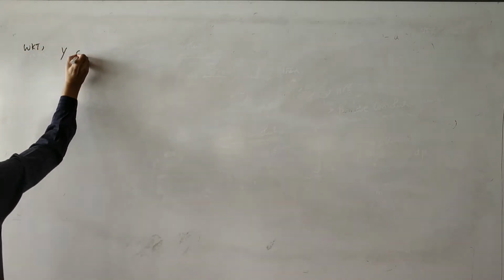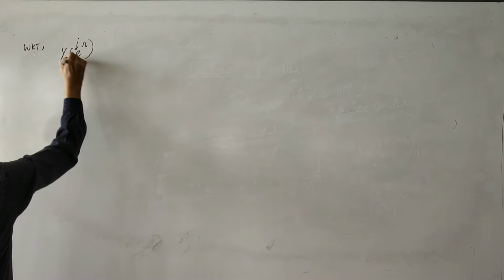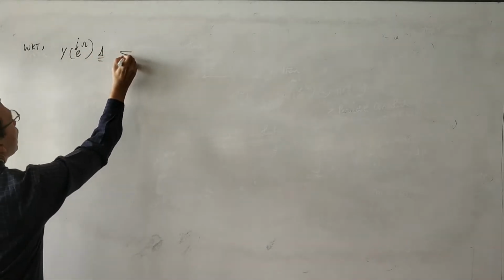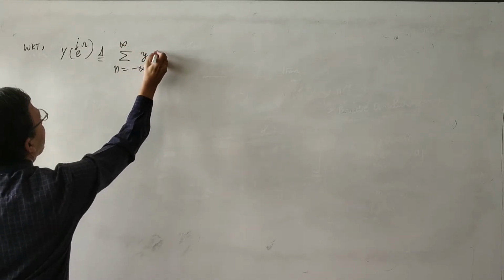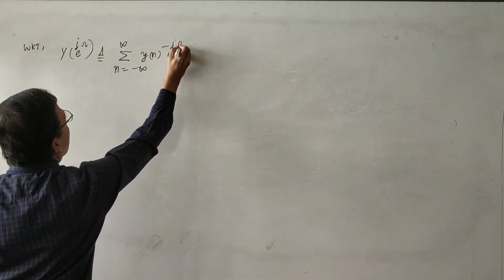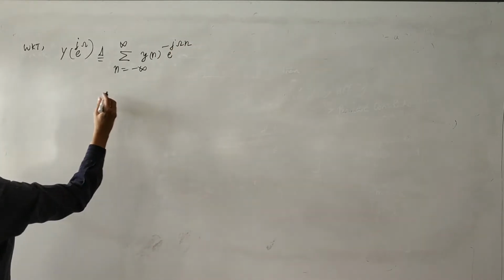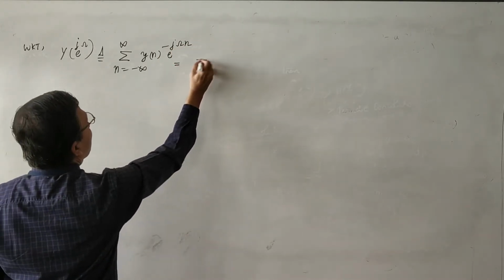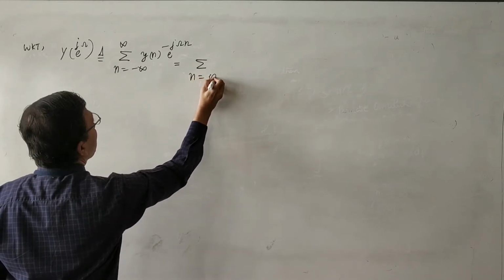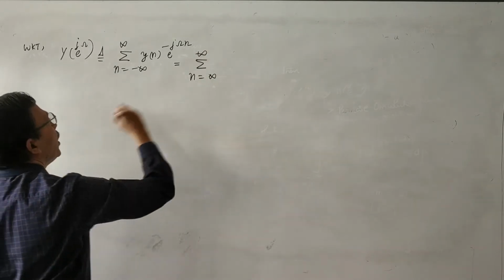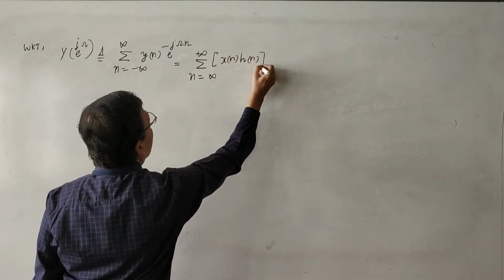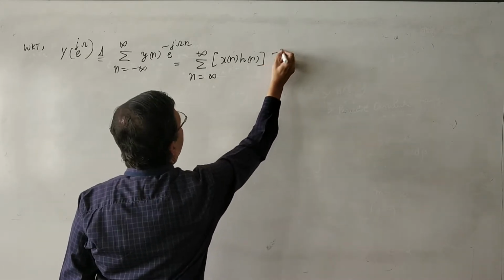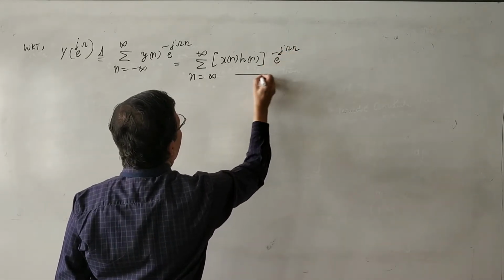We know that y of e power j omega by definition is summation n equals minus infinity to plus infinity y of n into e to the power minus j omega n, equal to summation n equals minus infinity to plus infinity. What is y of n? Y of n is nothing but x of n multiplied by h of n into e to the power minus j omega n. I call this equation 1.